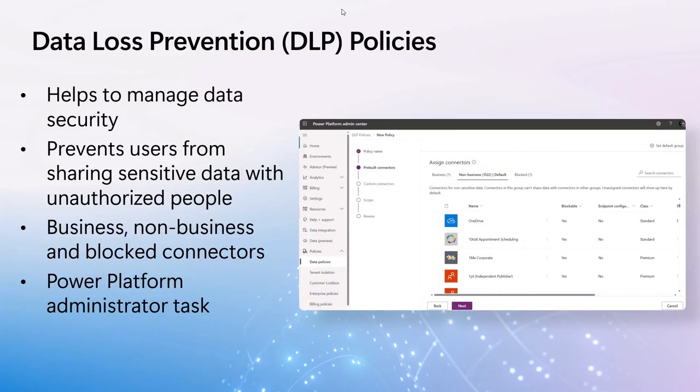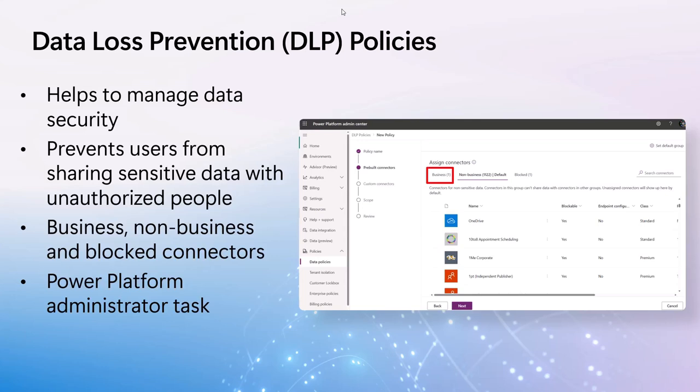Given the possibilities within the connector framework and how they're used with both our apps and our flows, we need a way to ensure our data security continues to be managed. Data loss prevention policies allow us to do this. It's a Power Platform administrator task, and they prevent users from sharing sensitive data with unauthorized people or organizations. And this manifests itself by putting connectors into either business, non-business, or blocked connectors.